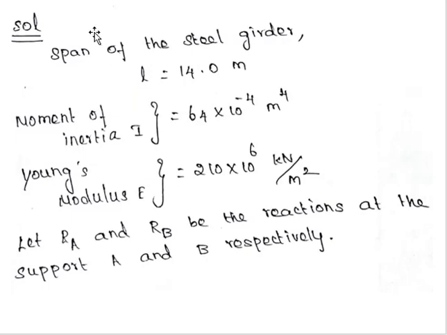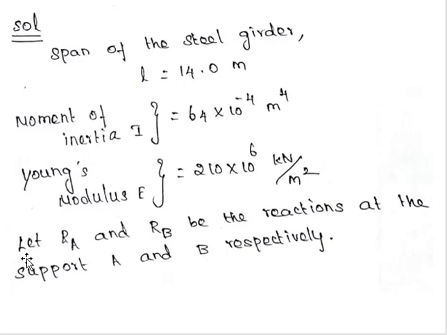First, write down the data given in the problem. Overall length of the span L equal to 14 meters, moment of inertia I equal to 64 into 10 power minus 4 meter power 4, Young's modulus E equal to 210 into 10 power 6 kilonewton per meter square. Here, don't change any unit. Keep it as meter and kilonewton as it is. It is very easy for us, because if we convert into millimeters, the number of digits in the answer is very high, like 10 power 16. So just keep kilonewton and meter as the units.